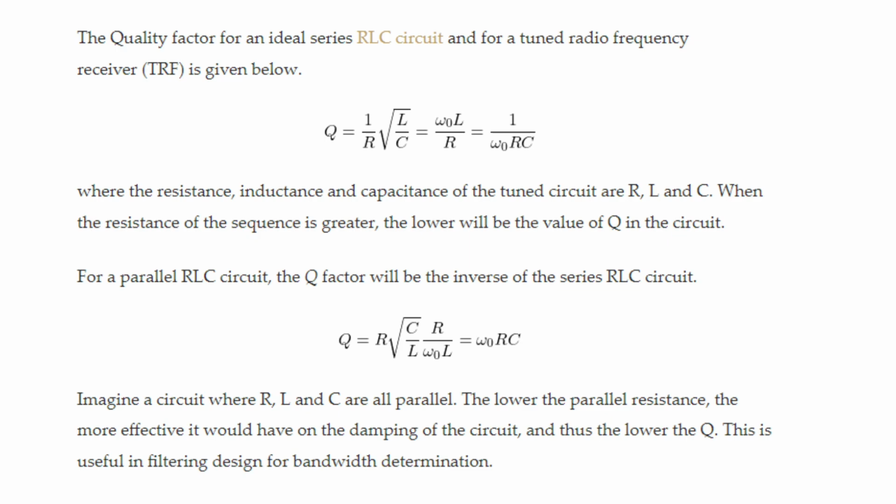The greater the series resistance, the lower will be the value of Q in the circuit. For a parallel RLC circuit, the Q factor will be the inverse of the series RLC circuit. So Q equal to R into root of C by L, or R divided by omega naught L, and it is equal to omega naught into R into C. Imagine a circuit where R, L, C are all parallel. The lower the parallel resistance, the more effect it would have on the damping of the circuit, and thus the lower the Q. This is useful in filter design for bandwidth determination.